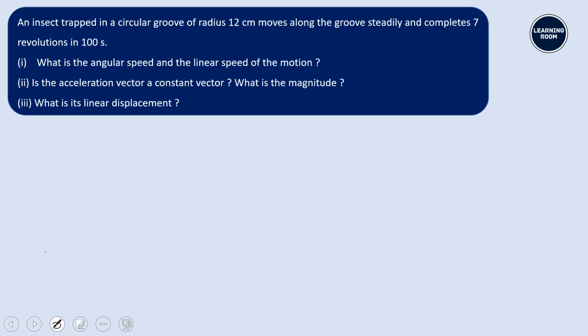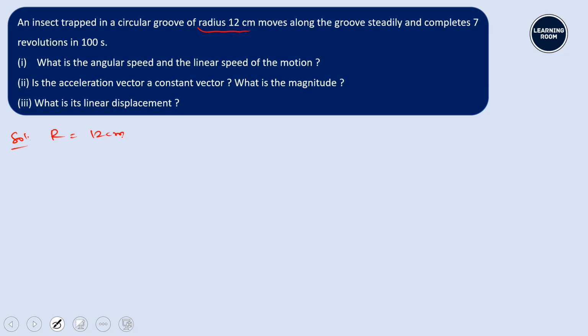So there is a circular group, something revolving in a circular path. There is an insect which got trapped in the circular group, and the radius of the group is given as 12 centimeter. So as the group is revolving, obviously the insect which has got trapped also will revolve because it doesn't have any freedom in the motion. So it has to follow whatever the circular group is going. Right. So it moves along the circular group steadily.